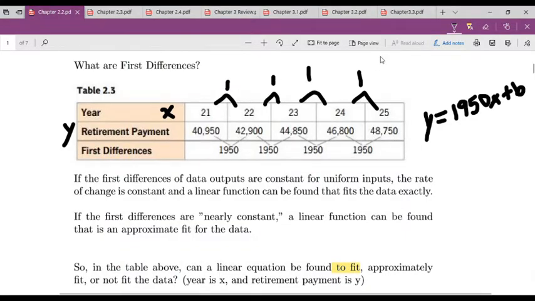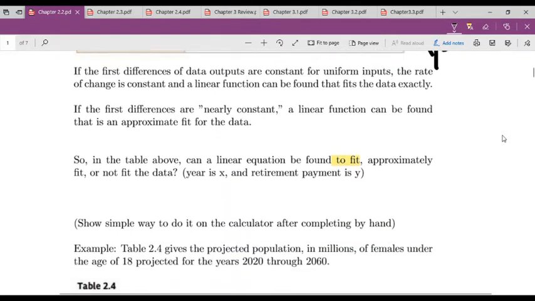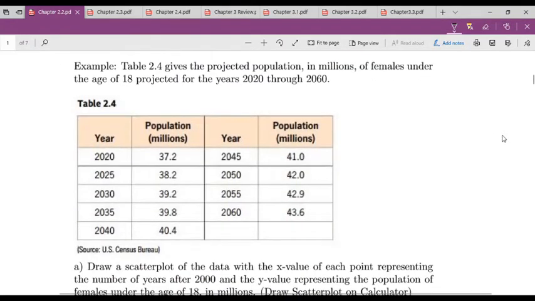Like I said here, if you found it by hand, you should have found that your B was 0, and it matches what we found with the calculator, so that your equation here is simply 1950x. Much easier to find it on the calculator than by hand most of the time. Alright, if we move on, this example says table 2.4 gives the projected population in millions of females under the age of 18 projected for the years 2020 through 2060.